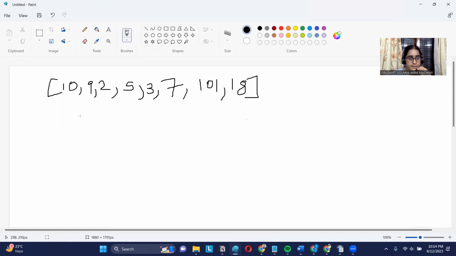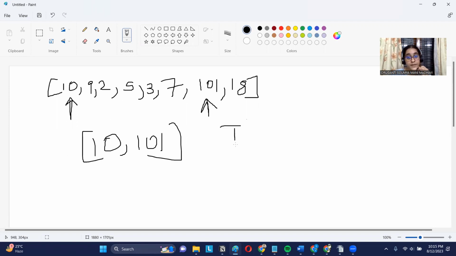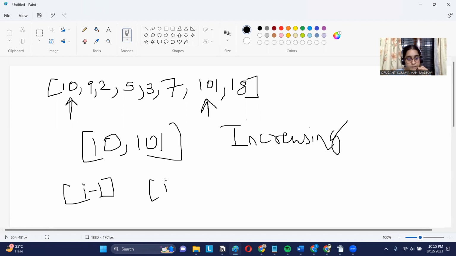If you look at this array, after 10, we have 101, which is greater than 10. So one of the possible subsequences will be 10, 101. And they're saying that the subsequence should be strictly increasing. That means that if I have the i minus 1th element and the ith element, then the ith element should be strictly greater than the i minus 1th element. So that's what it means by strictly increasing.